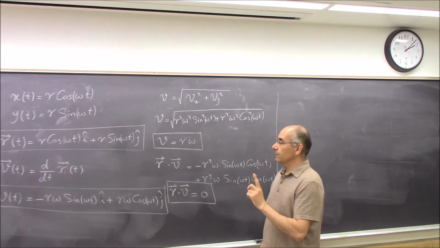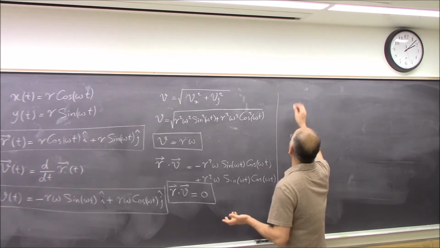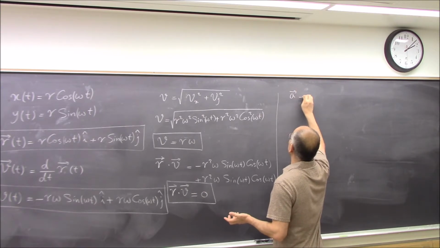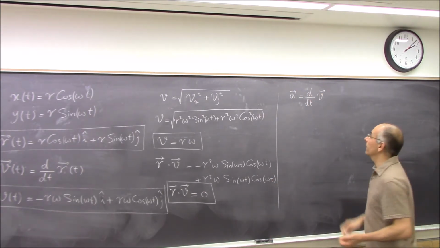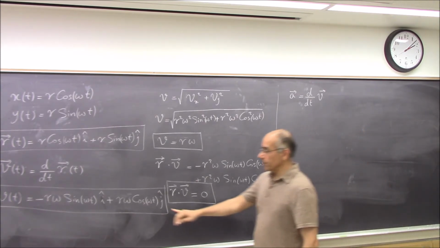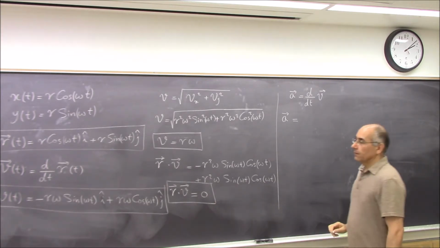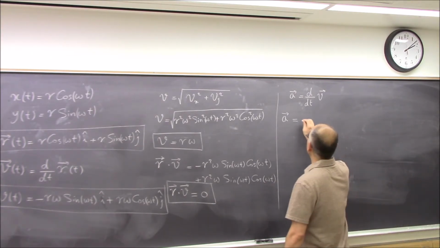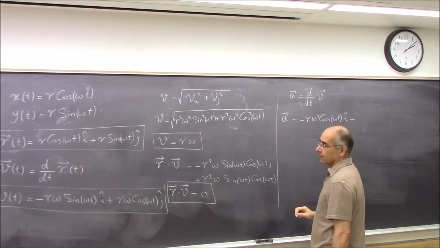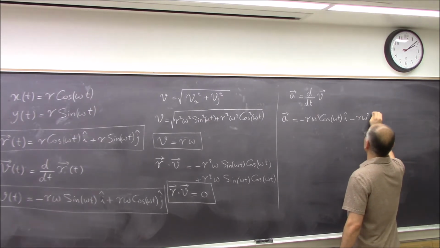All right. Now, I want to calculate acceleration. What is acceleration? Derivative of velocity. The acceleration vector is the derivative of the velocity vector as a function of time. So what is the derivative of this? Negative r omega squared cosine omega t. What about this? Negative r omega squared sine omega t. Negative.